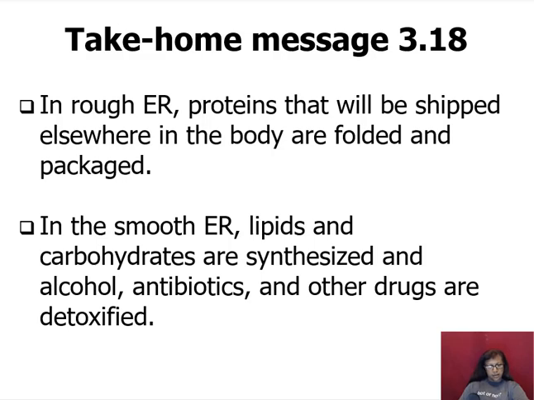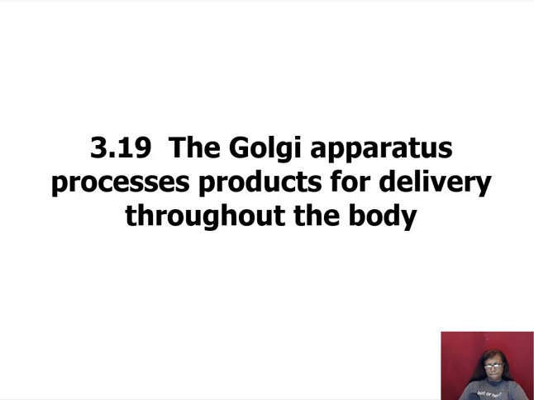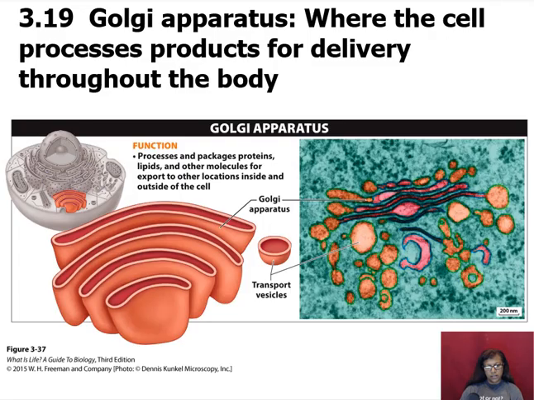So let's take a look at your take-home message. The Golgi apparatus. Do you remember what the Golgi does? It's the post office for the cell, right? The Golgi apparatus processes products for delivery throughout the body. It tags it as to where it's going to go. This is what the Golgi looks like. And you can see it both in its cartoon animation form. This is a transport vesicle sitting here. And what it actually looks like when you're looking at it inside a cell.